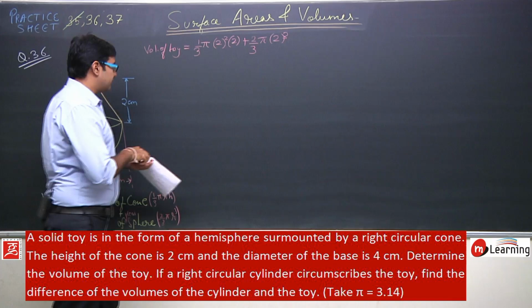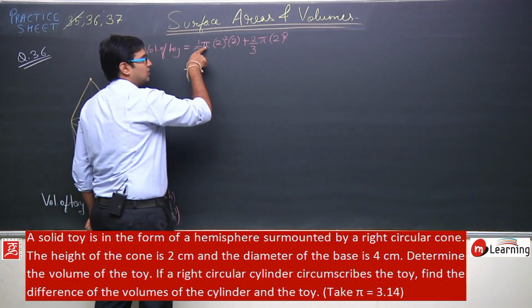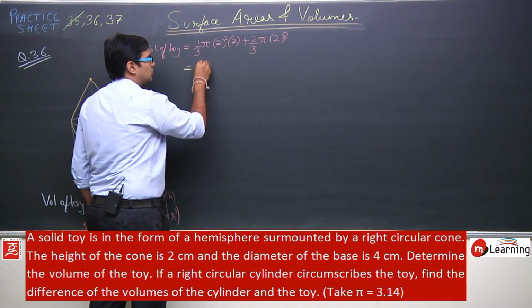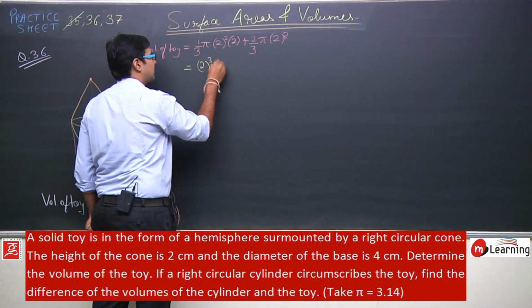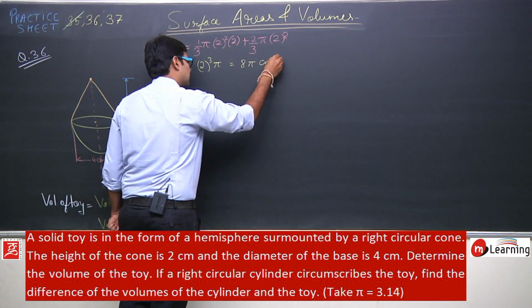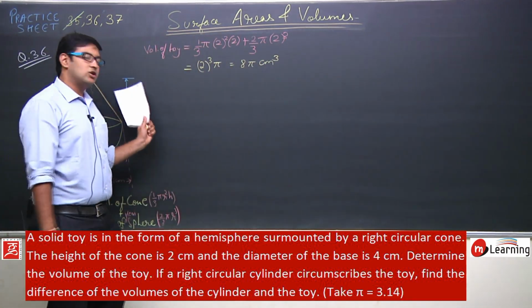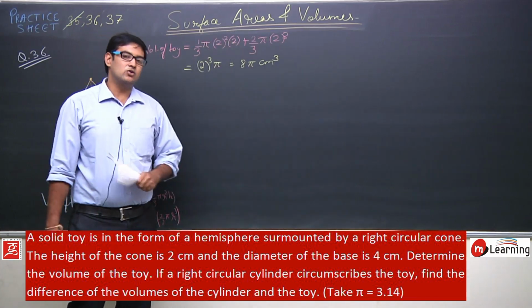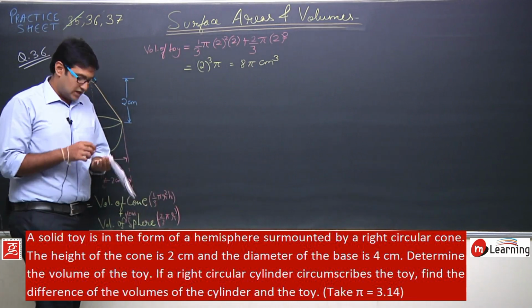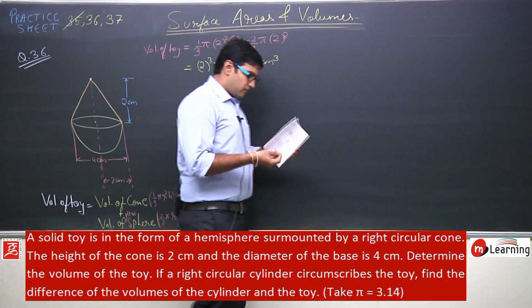So this will give you, when you take 2 cube as common, 1/3 pi plus 2/3 pi will give you pi. So it will become 2 cube times pi, which is 8 pi centimeter cube. So this is the volume of the toy, 8 pi centimeter cube. You can solve this taking pi as 22/7 or 3.14 and determine the final value. Now further.